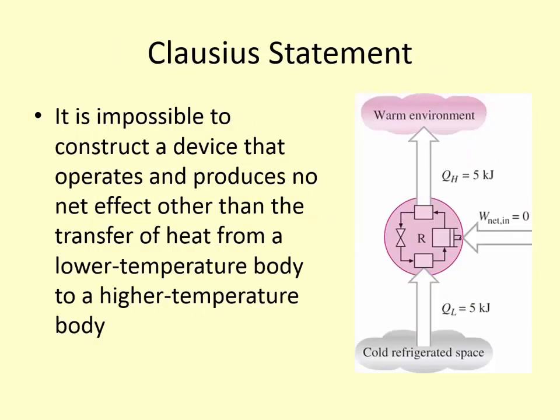to take something from a low temperature and add it to a high temperature. So with refrigerants and heat pumps, there is an equivalent statement called a Clausius Statement, that it's impossible to construct a device that operates and produces no net effect other than to transfer heat from a low temperature body to a high temperature body without having a work input. So essentially what this is saying is you can't reverse the flow of heat without using work. And these two are actually equivalent statements.